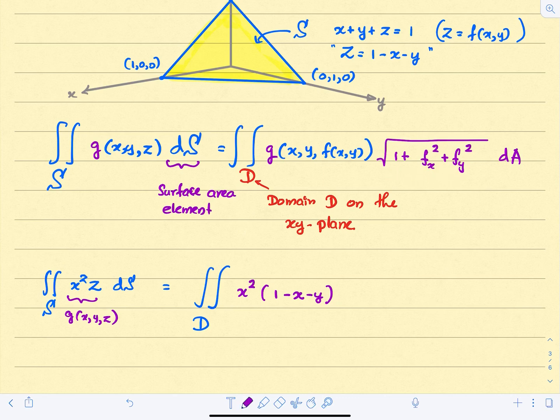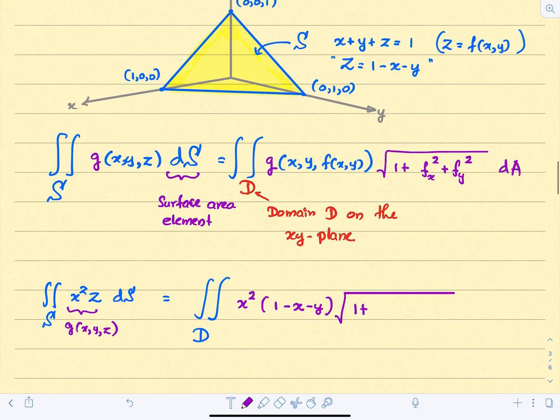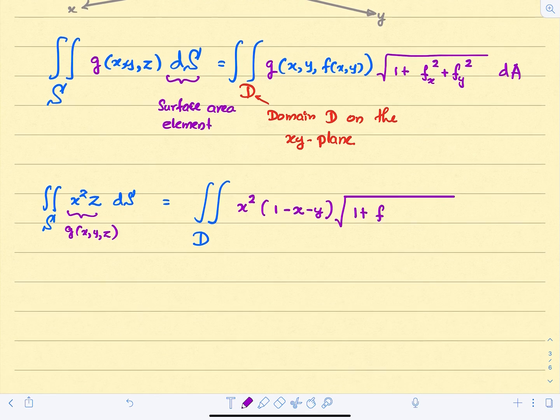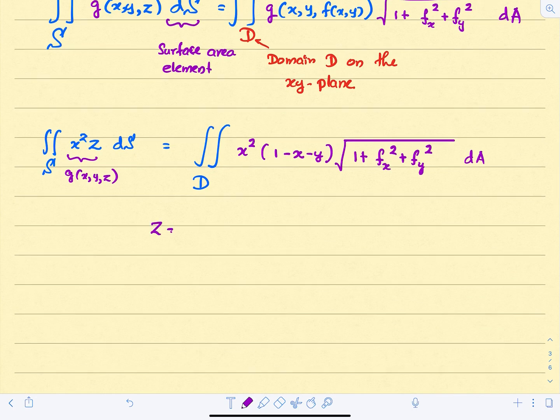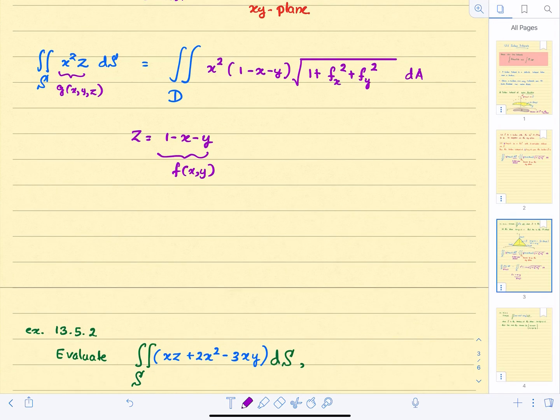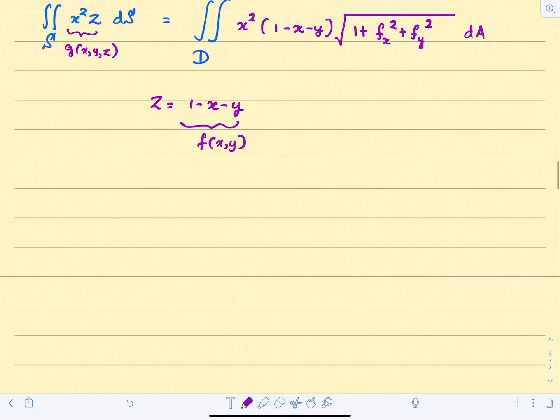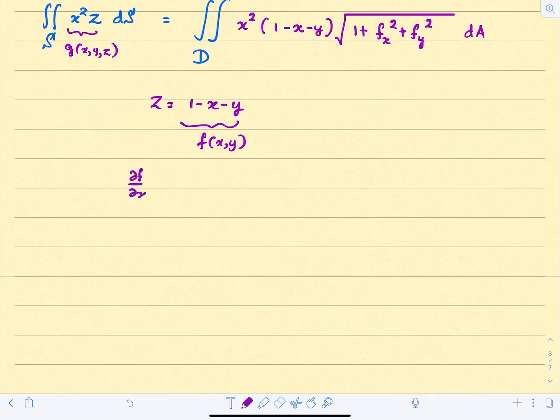Now we want to find this part. It should be the square root of 1 plus, okay, what is partial f over partial x? I will evaluate these two quantities in the next line. So z equals 1 minus x minus y. This is your f. Now partial f over partial x equals -1. Partial f over partial y is also -1.